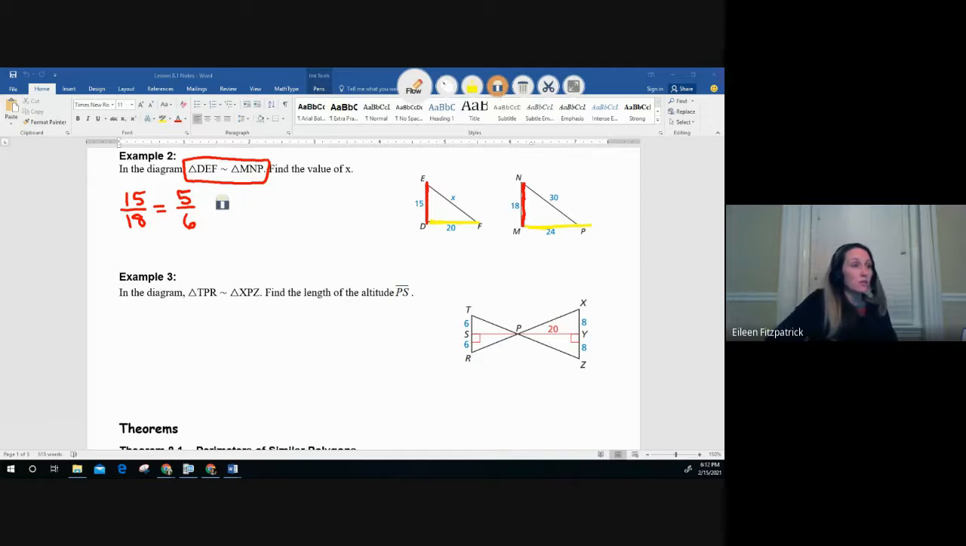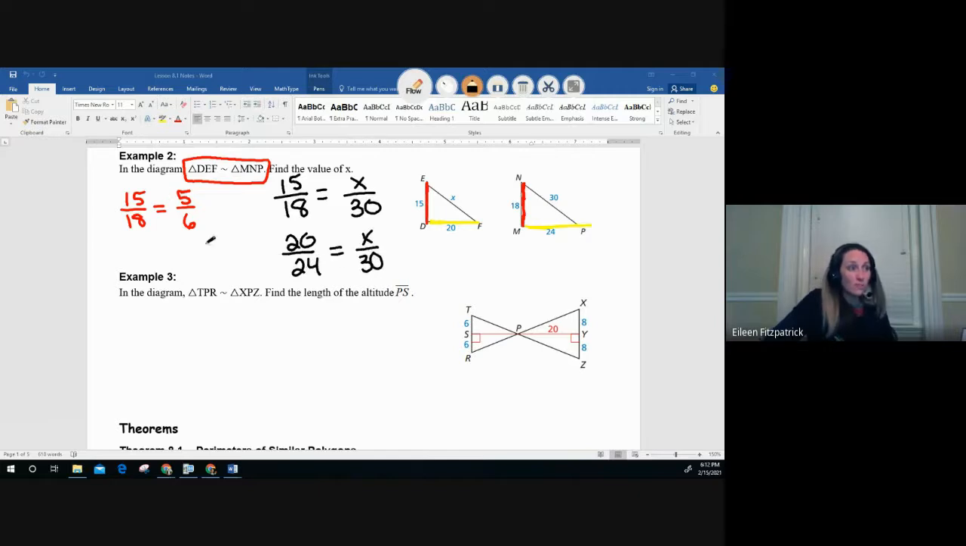But you can use the 5 over 6 to set up your proportions to solve for your unknown, or you can use the original value. So I'll show you 2 options. I could set up a proportion saying 15 over 18 is equal to X over 30. I could have also set up a proportion, 20 over 24 is equal to X over 30.